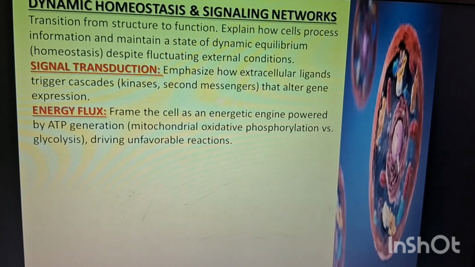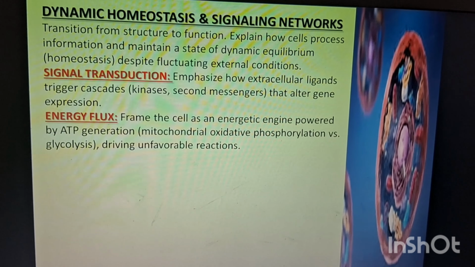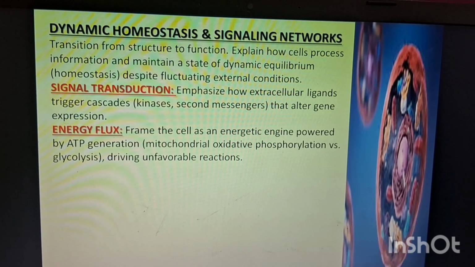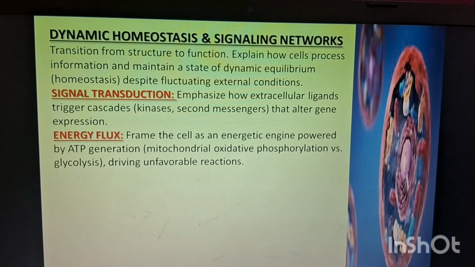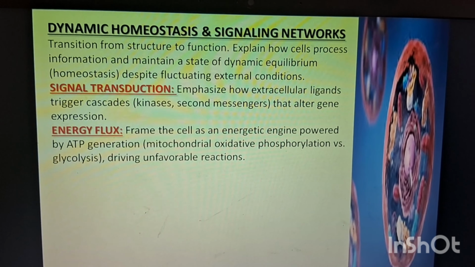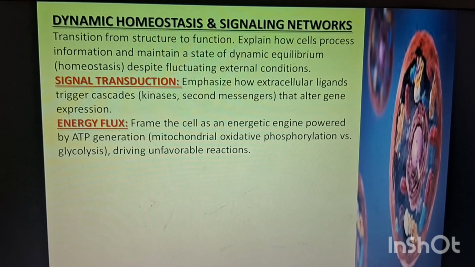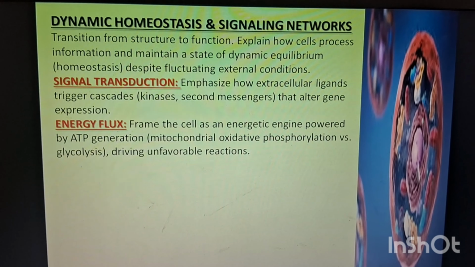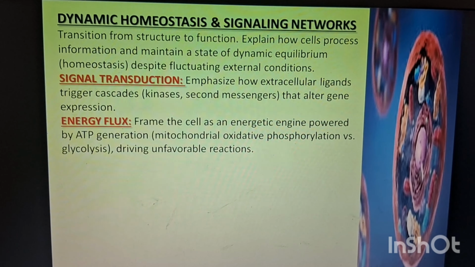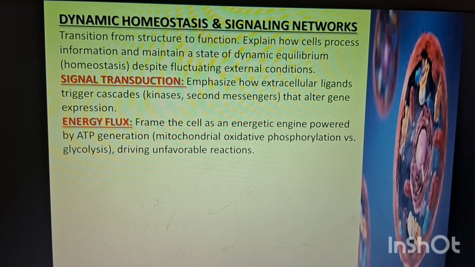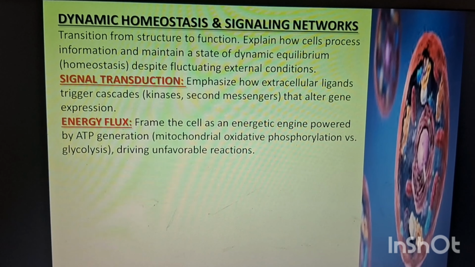Next function of the cell is dynamic homeostasis and signaling networks. Transition from structure to function: explain how cells process information and maintain a state of dynamic equilibrium despite fluctuating external conditions. First is signal transduction. Emphasize how extracellular ligands trigger cascades that alter gene expression.